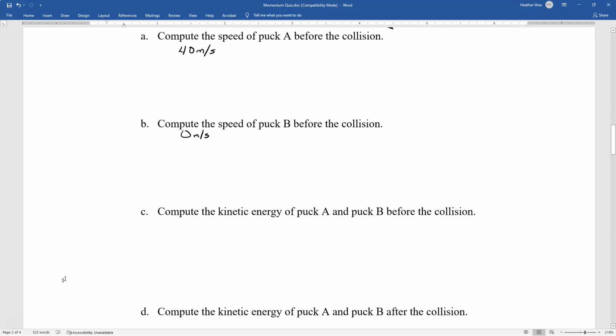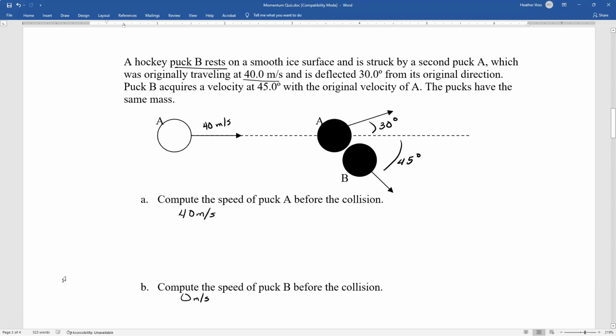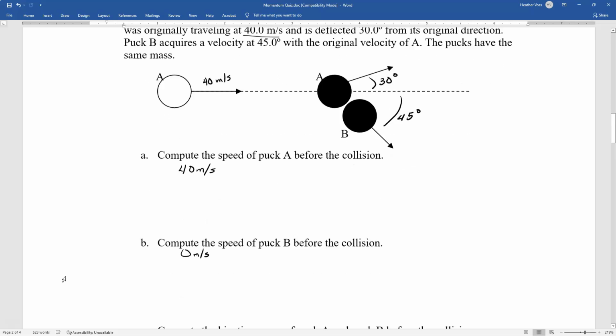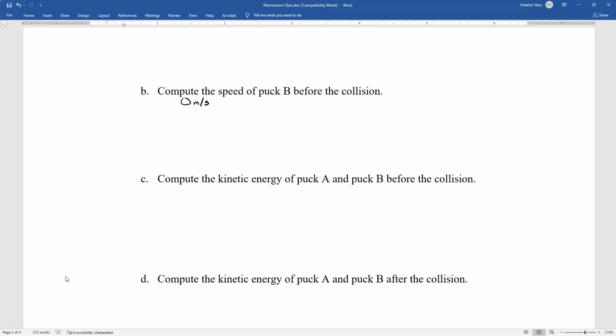because the next thing we have to do is look at the kinetic energy of puck A and puck B before the collision. Well, again, we don't have mass. We just know they have the same mass. So the kinetic energy of puck A is going to be 1/2 the mass times velocity of A, quantity squared. The kinetic energy of puck B is going to be just 0 joules because it's at rest. So this is going to be 1/2 times 40 squared, so it's going to be 800 times the mass, and that's going to be in joules.